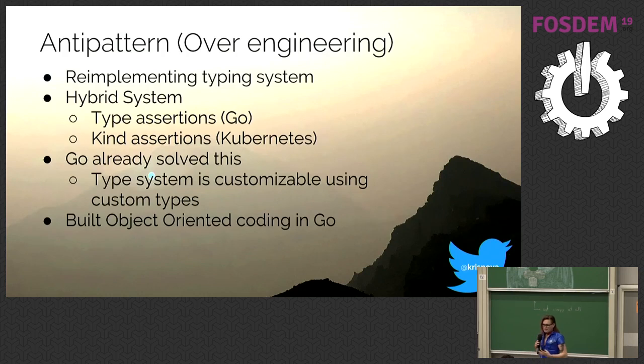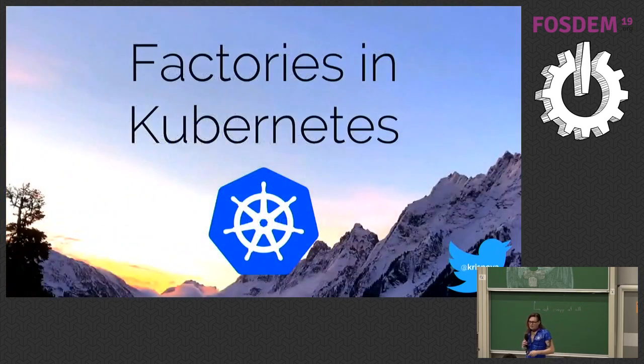So we've created this hybrid system where we use Go in the Go standard library to do things like type assertions on our structs, but we have our own built-in kind assertions, which effectively do the same thing and are only relevant to Kubernetes. So again, Go already solved this, and the type system is customizable using custom types. So this is our first step towards object-oriented coding in Go, as these objects start to play with ideas like polymorphism, inheritance, encapsulation.